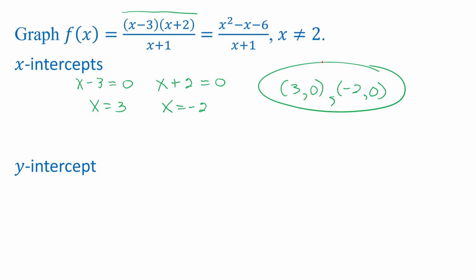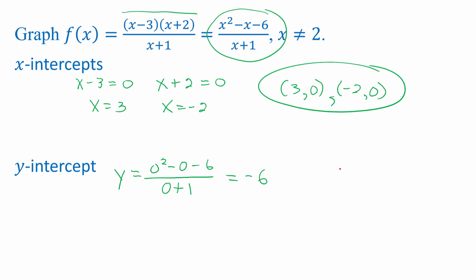For the y-intercept, we just look at this other version here. We set x equal to 0 to give us y equals 0 squared minus 0 minus 6 over 0 plus 1. We get negative 6, for a y-intercept of (0, negative 6).